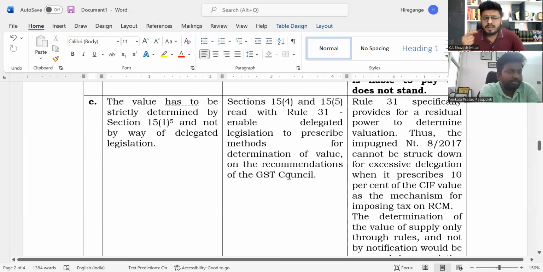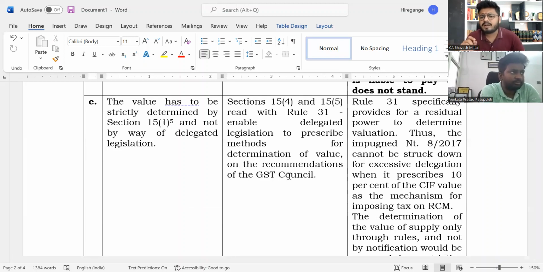Now, again, they have said the value has to be strictly determined as per section 15(1). Mr. Venkat was discussing the valuation. So the counsel of the appellants, not respondents, said that the value is to be determined in terms of section 15(1) and not by way of delegated legislation. To this, Mr. Venkat, what was the stand of the revenue?